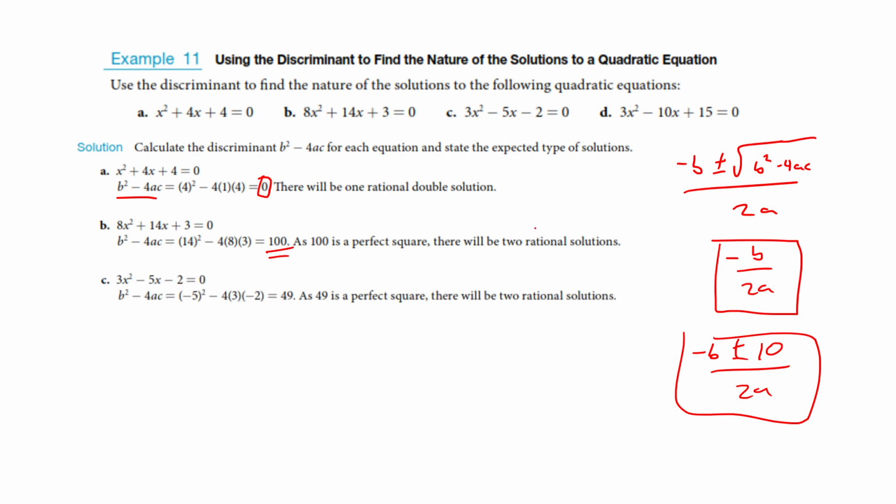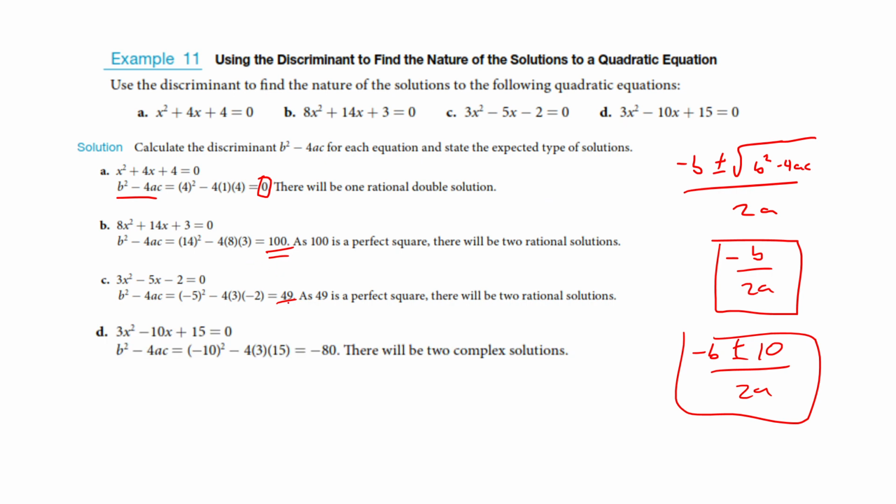Now, oh, they've done it again. Yeah, same thing here. If I got 49, I'd have this 49 underneath the square root. Well, if I square rooted that, I'm going to get another integer here, so I'd have two rational solutions. I'm adding the 7, I'm subtracting the 7. Now, I'm hoping they're going to do, yeah, okay.